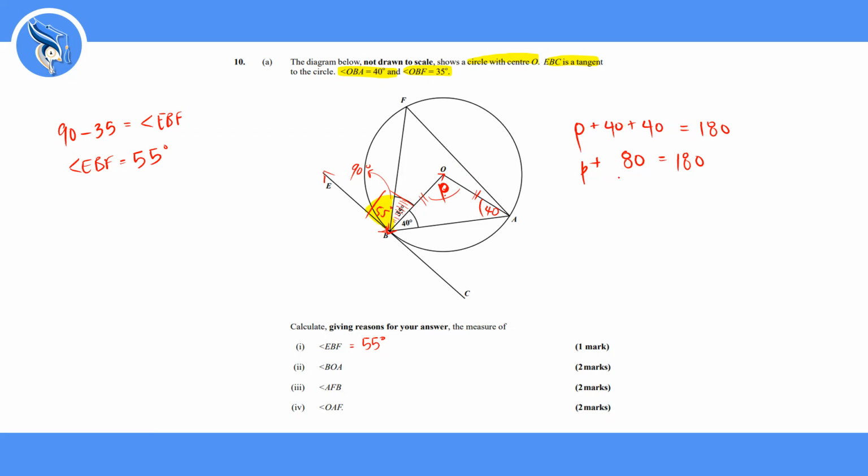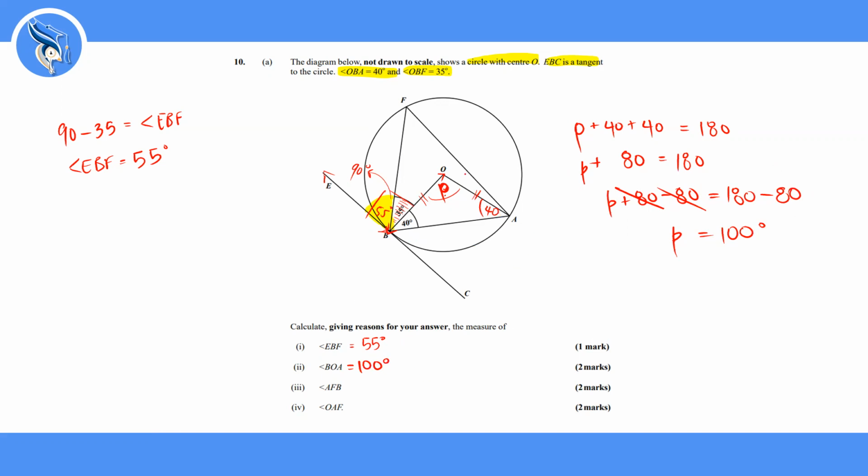So in order to move this 80 to the other side of the equal sign, so P alone will be left, you have to subtract 80 from that positive 80. And whatever you do on one side, you do on the other side. So we have to subtract 80 over here as well. So 80 minus 80 is 0. So P plus 0 is P. And that would be equal to 100 degrees, right? 180 minus 80 is 100 degrees.